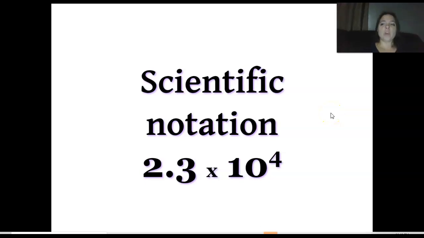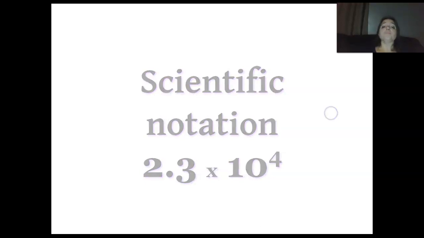Hello, so we are doing Math 2 Part 2. We're going to go a little bit more into significant figures, but using scientific notation and converting.